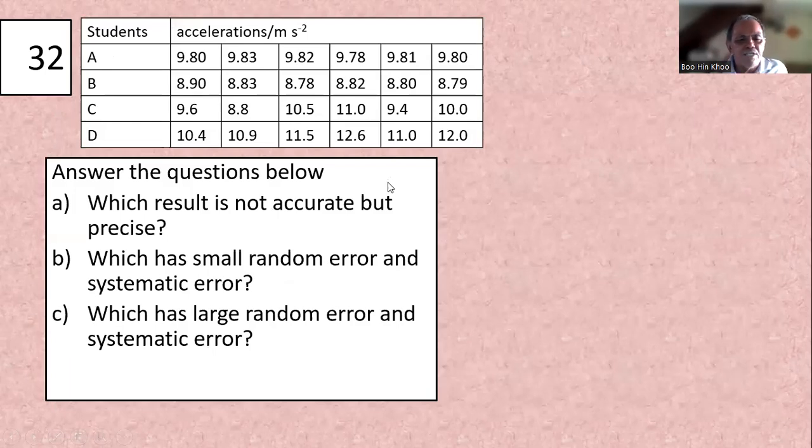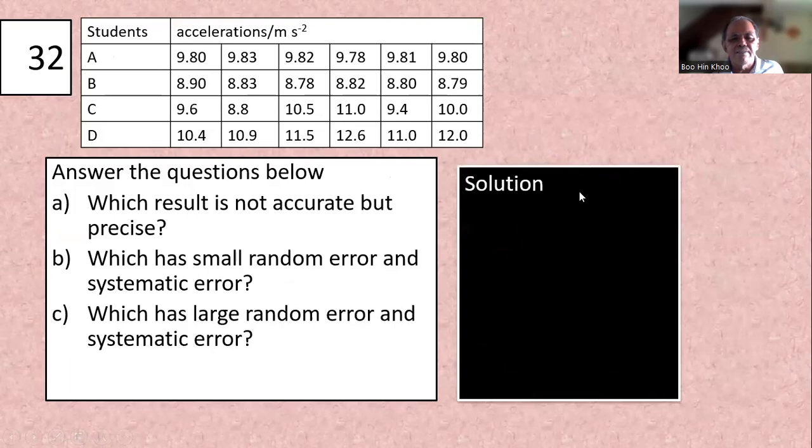Which result is not accurate, but precise? The values are close together to each other. So that's your B. Which has small random error and large systematic error? No random error. They're very close to each other. And small systematic error compared to 9.81, it is quite close.